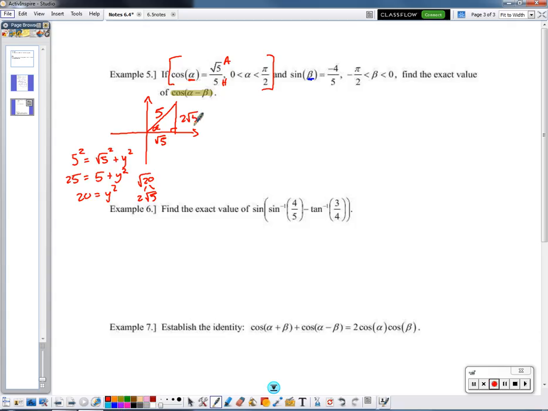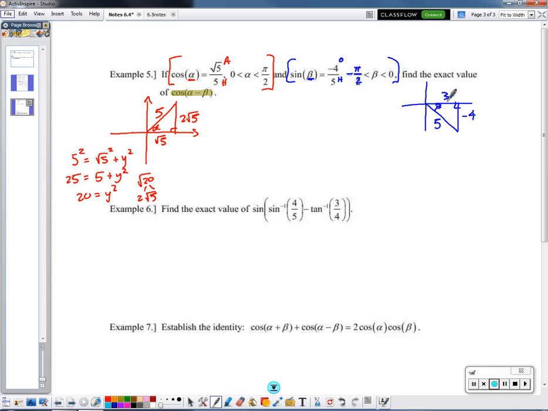And then looking at sine of beta, let's look at that angle. That is in negative pi over 2 to 0, so that obviously tells me I'm in the fourth quadrant. That's my beta angle right there at the origin. There's my right angle. They tell me the sine is opposite over hypotenuse, so this is negative 4 over 5. And 4 and 5 here obviously trigger you to use a Pythagorean triple, so 3, 4, 5 would be my triangle here for beta.